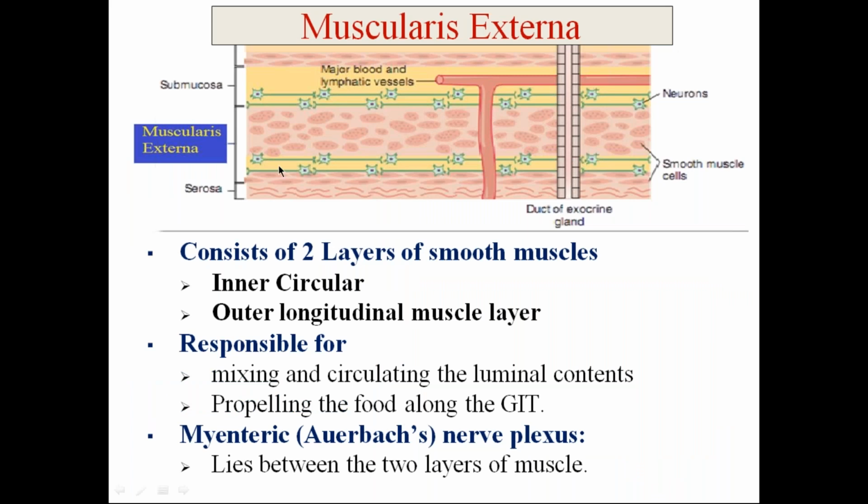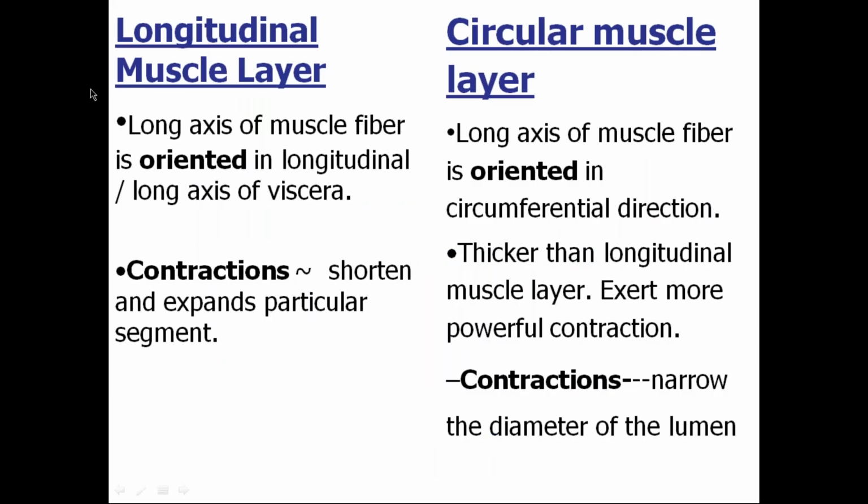The second nerve plexus is the one which is present between the inner circular and the outer longitudinal muscle layer. It would be responsible for mixing the contents. It would also be responsible for movement of the contents, or propulsion of the food along the GIT. Right? So this is just giving you the comparison between the longitudinal and the circular muscle layer.